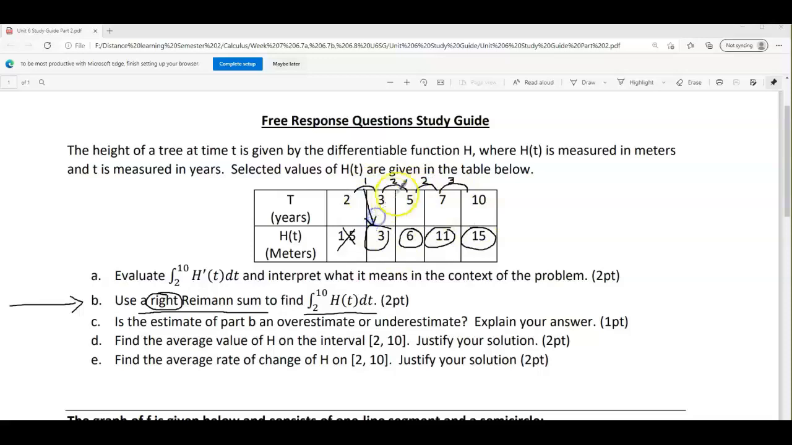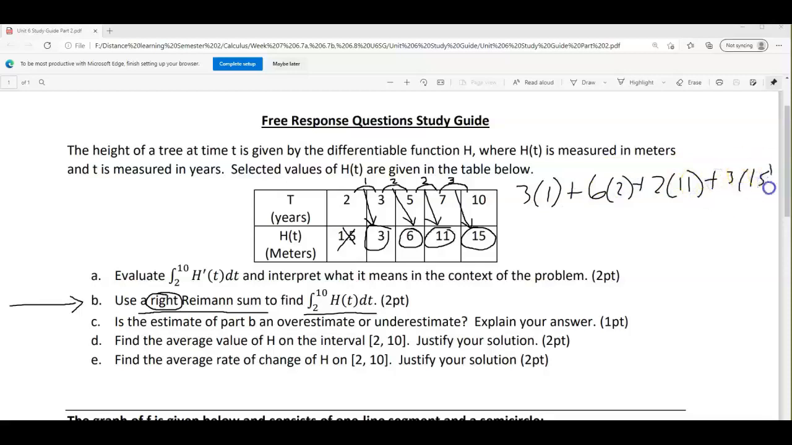Now, I don't know if on the actual AP exam, in fact, I'm pretty sure they would not count what I'm showing right now on this table as work. They wouldn't, because this is not conventional math notation. This is just how I show it. So on the actual AP exam, they would want to see that you had at least written this out: 3 times 1 plus 6 times 2 plus 2 times 11 plus 3 times 15.